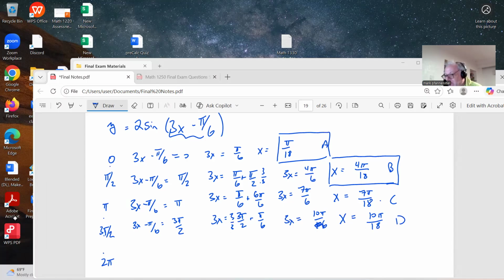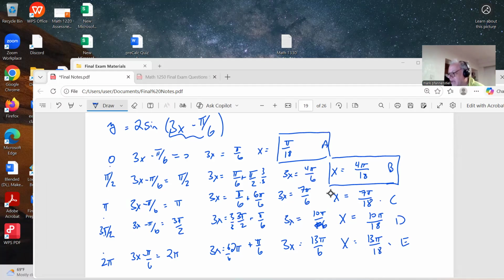Okay. Finally, our last point here is we have 3x minus pi over 6 is equal to 2 pi. We'll go ahead and add to both sides. We have 3x equals 2 pi plus pi over 6. But I have to get common denominators, so we're going to say 6 over 6 so we can add fractions together. We have 6 times 2 is 12. 12 plus 1, we have 3x equals 13 pi over 6 here. And then go ahead and divide both sides by 3. And we have x is equal to 13 pi over 18. That's my point E. 1, 2, 3, 4, 5 points. That's what we kind of want.